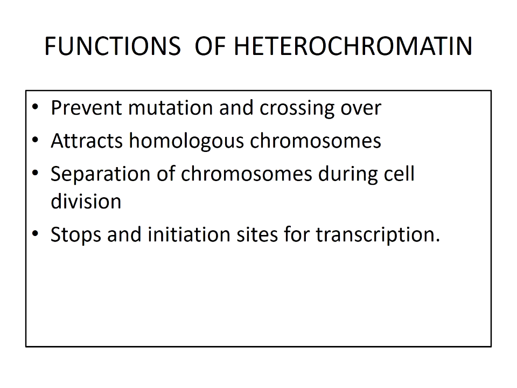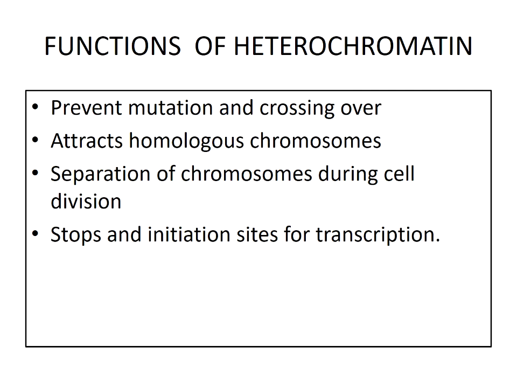The centromeric heterochromatin helps in the separation of chromosomes during cell division. The heterochromatin situated near the centromere helps in the separation of the chromosomes during cell division. It also functions as stop and initiation sites for transcription, so during transcription, heterochromatin helps to stop and also start the process.